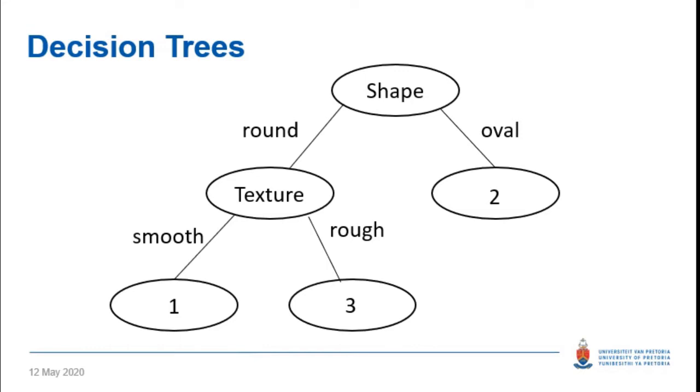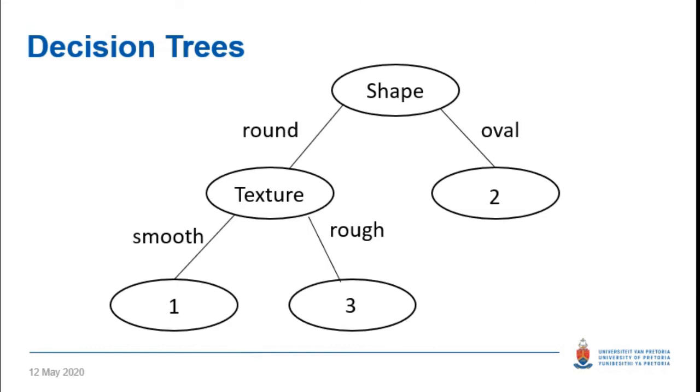The shape has 2 values that it could take. It can be round or it can be oval. And the texture of the skin of the fruit can be either smooth or rough. If you look at the decision tree that was produced for this, each internal node, shape and texture, represents an attribute. Shape can take 2 values, round or oval. So there will always be 2 children for the node shape.